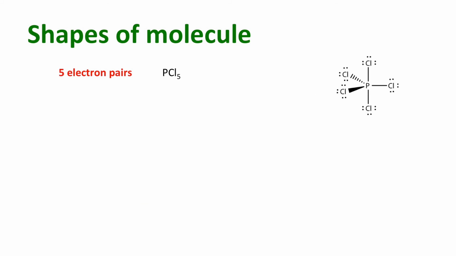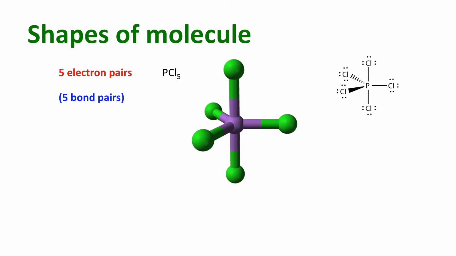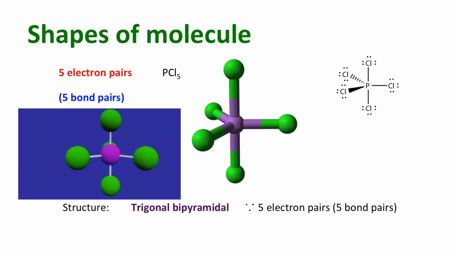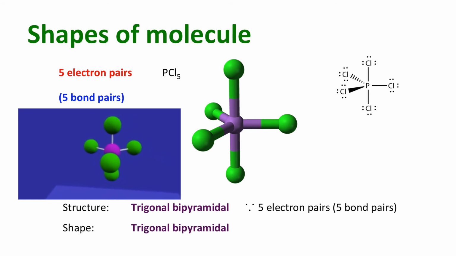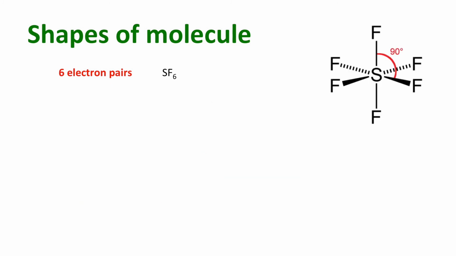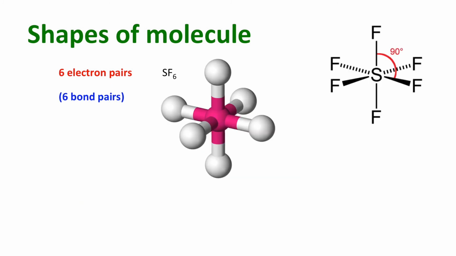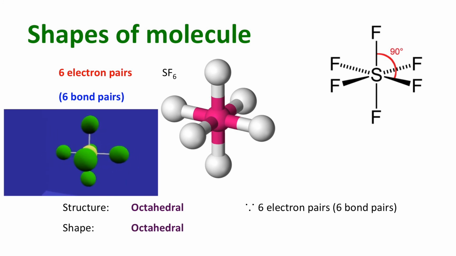For the 5 electron pair species, we have a typical example, PCl5, and here it shows the 3 PCl bonds in the middle actually form a trigonal planar structure. But this time, the structure is called trigonal bipyramidal, because we have 5 electron pairs, and the shape is also trigonal bipyramidal. Finally is the species with 6 electron pairs, for example SF6, with 6 bond pairs like this. The structure is octahedral with 90 degrees between every adjacent bond, and the shape is also octahedral, so you can see the structure from the animation.